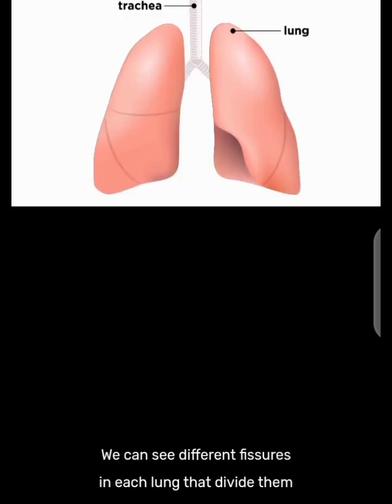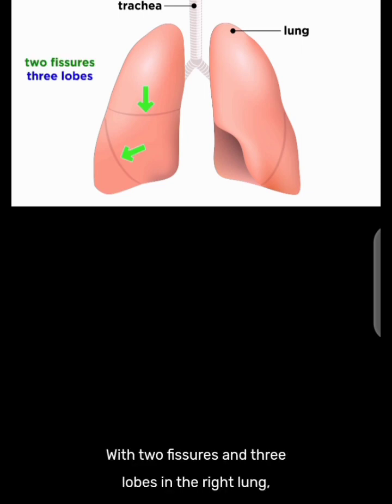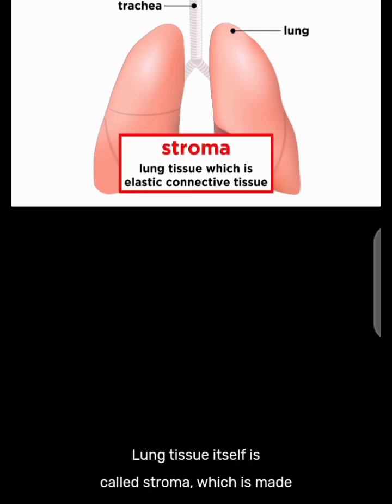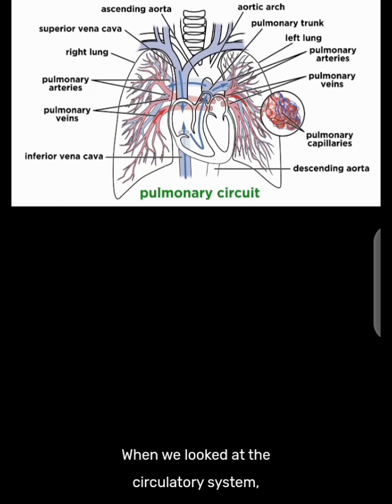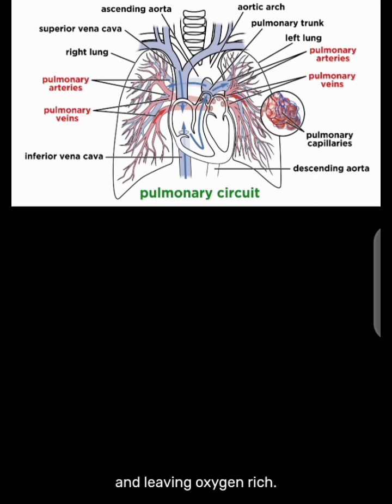We can see different fissures in each lung that divide them into different lobes, with 2 fissures and 3 lobes in the right lung, and 1 fissure and 2 lobes for the left. Lung tissue itself is called stroma, which is made of elastic connective tissue. When we looked at the circulatory system, we mentioned the pulmonary arteries and veins that bring blood to and from the lungs, arriving oxygen poor and leaving oxygen rich. So we can imagine those connecting to the pulmonary capillaries to complete the circuit.